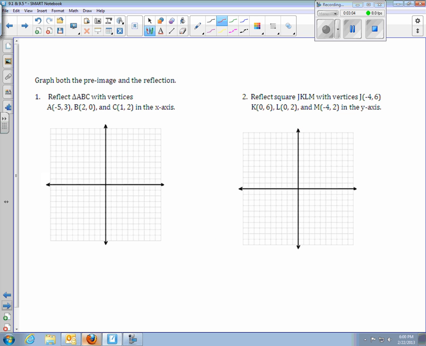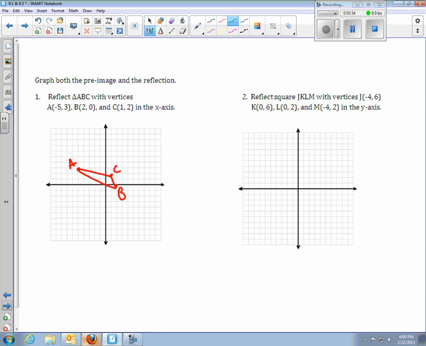Graph both the pre-image and the reflection. So reflect triangle ABC with vertices A at -5, 3. So 1, 2, 3, 4, 5, and up 3. And that we're going to mark with an A. B is over 2 and 0. And C is over 1 and up 2. So we're going to have our original image here. Go ahead and pause it if you need to be able to draw that.